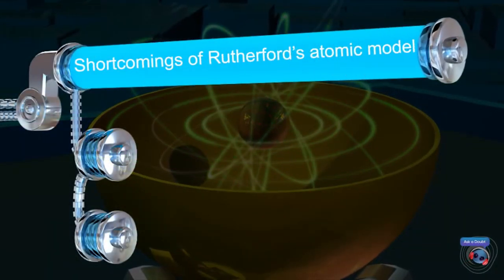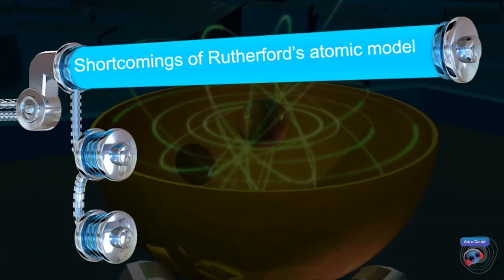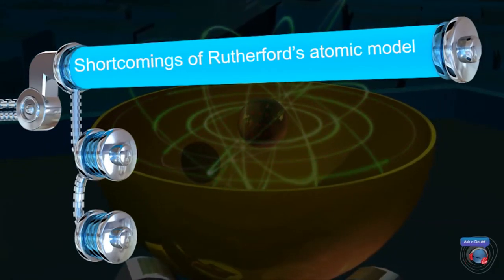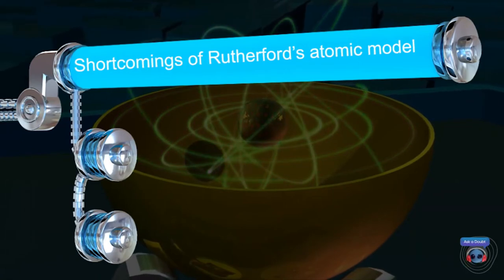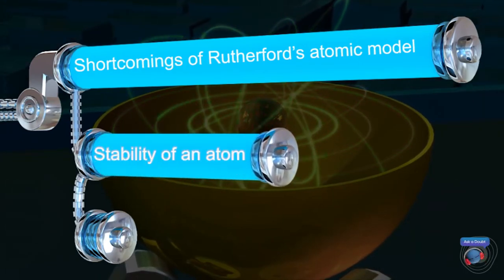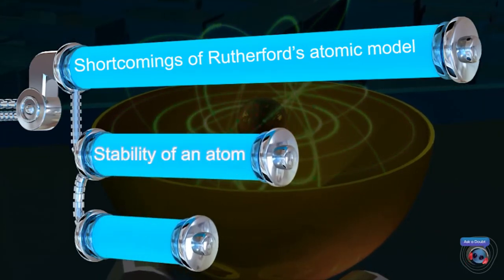Shortcomings of Rutherford's atomic model. Rutherford's model of the atom had some shortcomings. It could not explain the stability of an atom and the origin of the line spectrum.